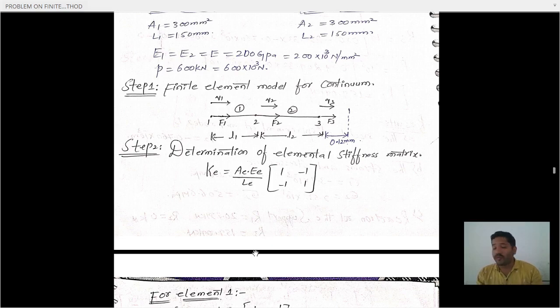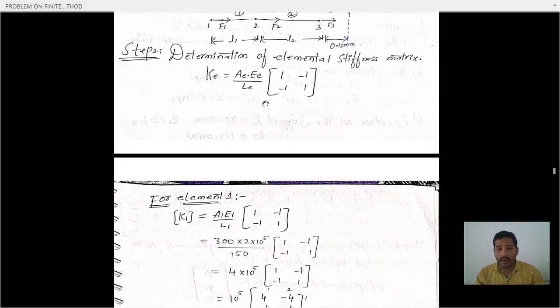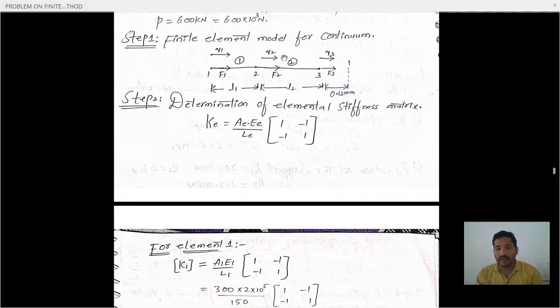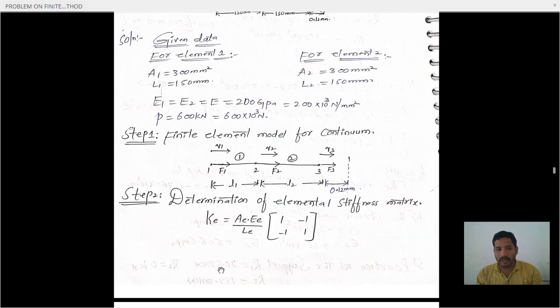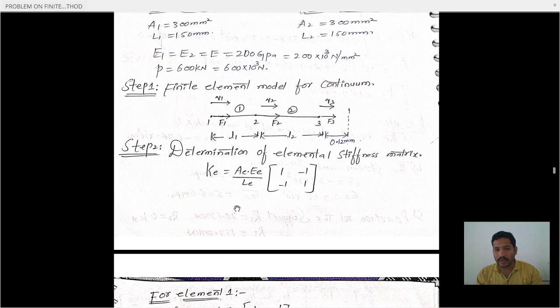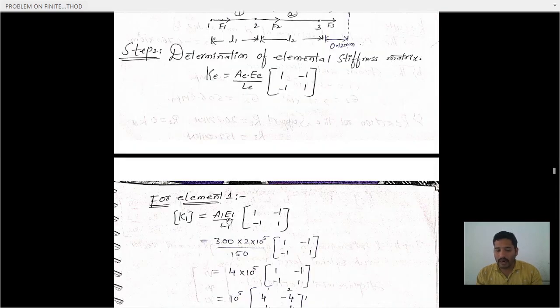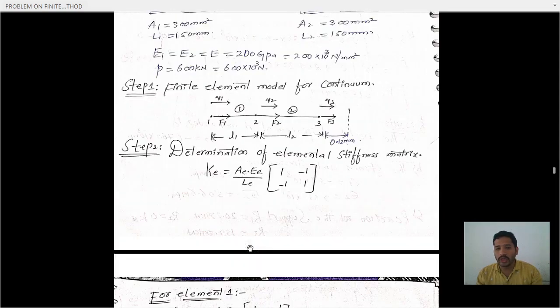If you want to find it for element number 1, K1 is equal to the area of element A1, times the modulus of elasticity of the material E1, by the length of the first element, represented by L1, times the matrix 1 minus 1, minus 1 1. The area of the first element, how much is given? A1 is given as 300 mm squared. As well as the Young's modulus, the modulus of elasticity of the first element, how much is given? 2 into 10 power of 5.